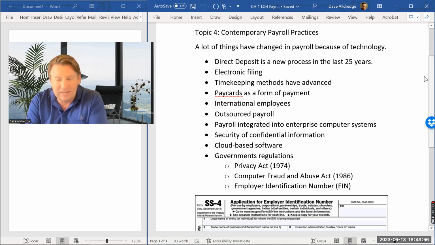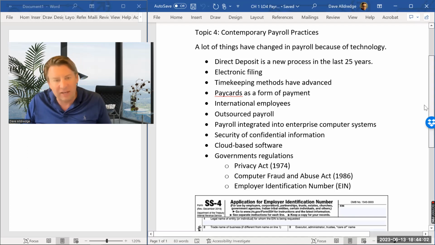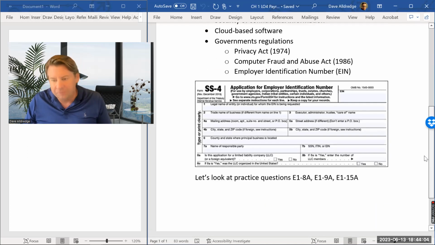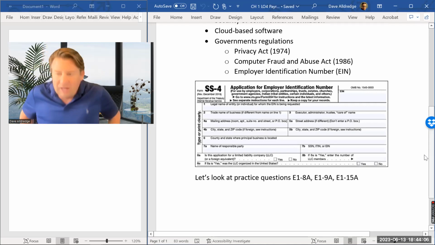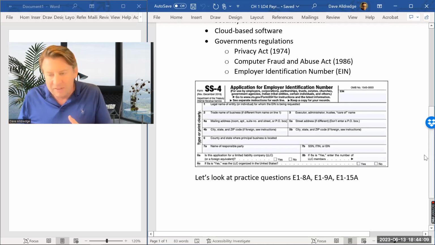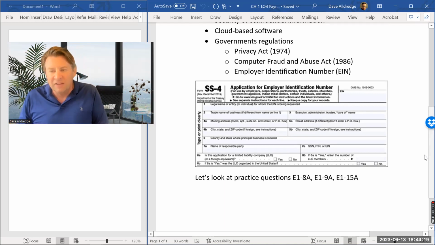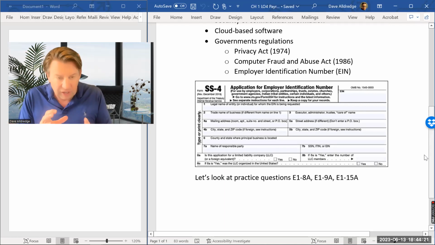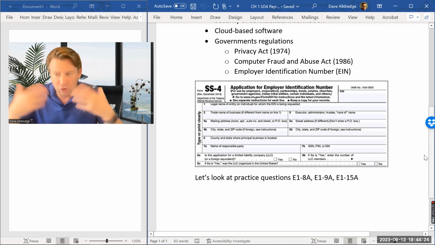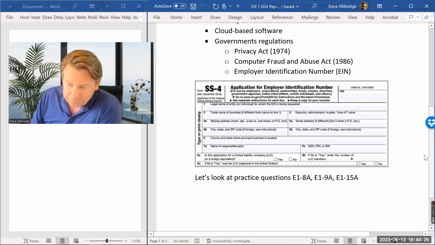One of the obvious ones is the employer identification number, or EIN. Let me try that again. EIN. And so this is a way that employers can have their own separate identification. Before this, everything was an individual and a social security number. So this established a way for an employer, a business, to get an identification number.